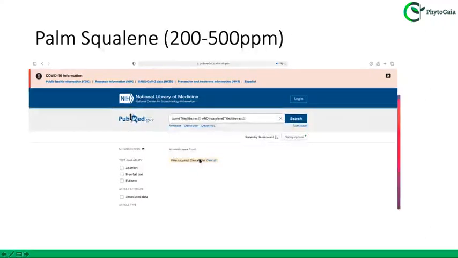The fourth lipid-soluble phytonutrient that is important in the crude palm oil is squalene. Palm squalene is about 200 to 500 parts per million. Again, no studies at the moment. You cannot find any on PubMed. I don't think there is a company producing squalene in Malaysia for the time being, as far as I know. But it's an important compound in the crude palm oil.